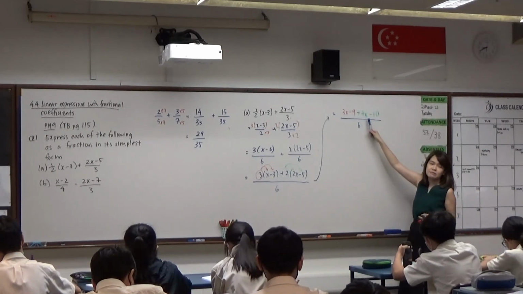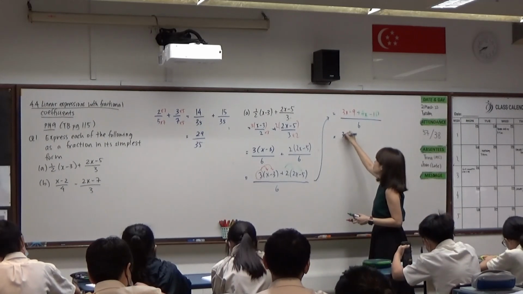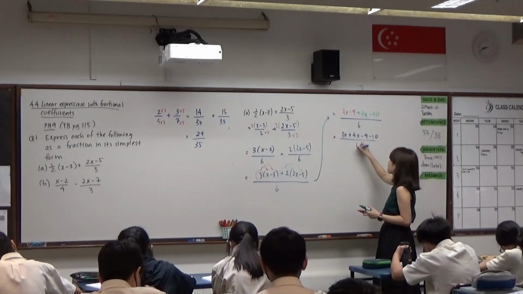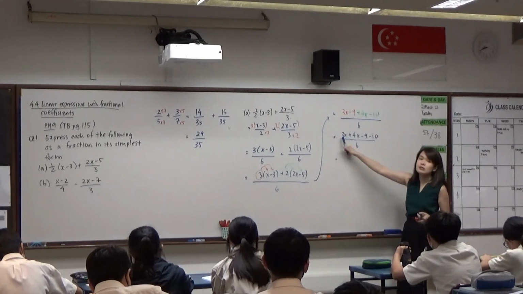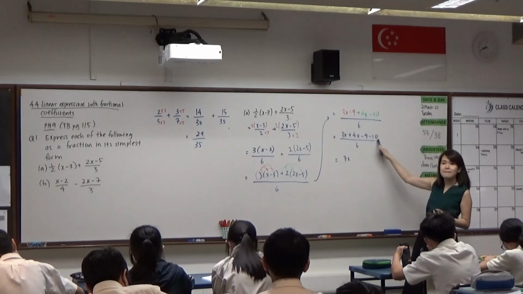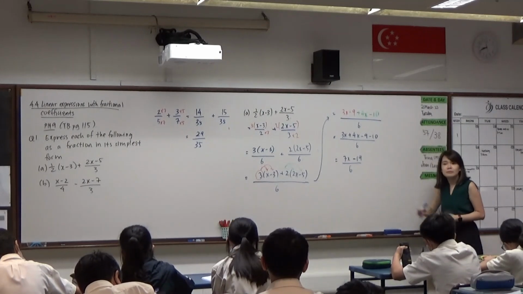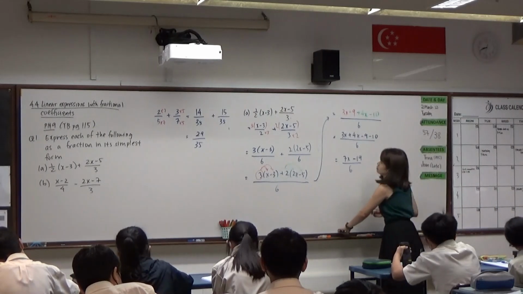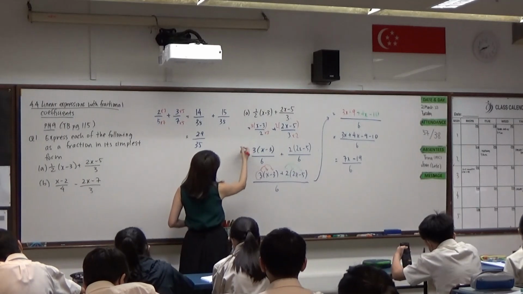3x and 4x, they are like terms. Negative 9 and negative 10 are like terms. So if you like to, you can rearrange them first before you go about simplifying. 3x plus 4x becomes 7x. Negative 9 minus 10, that gives us negative 19 over 6. And that will be our final answer. So, our steps over here.